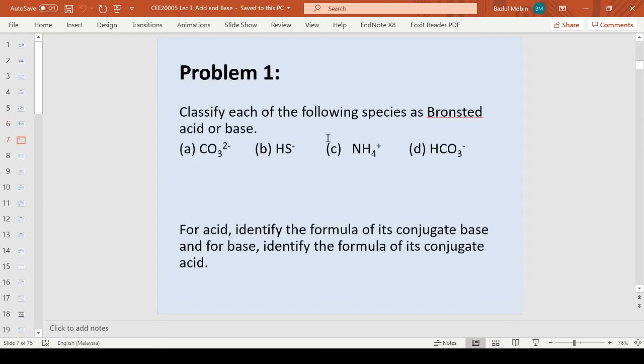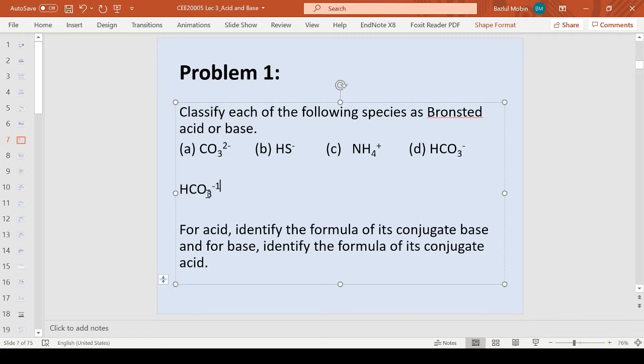If we now look at some more examples, or try to solve this problem, we can see that according to Bronsted acid and base, the carbonate ion, CO3 2-, can produce HCO3-. That means it can take up one hydrogen from someone else, and it acts as a base. It acts as a base and takes up one hydrogen ion.